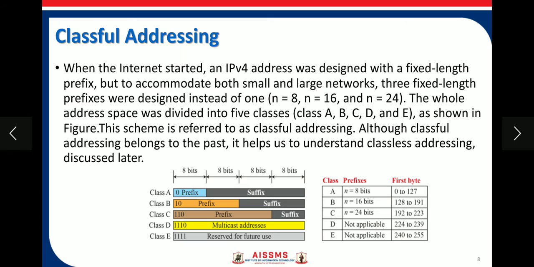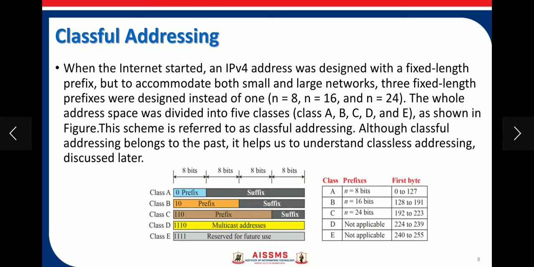Although classful addressing is now obsolete, it helps us to understand classless addressing. In class A, the network length is 8 bits, but since the first bit, which is 0, defines the class, we can have only 7 bits as the network identifier. This means there are only 2 raised to 7, which is equal to 128 networks in the world that can have a class A address.